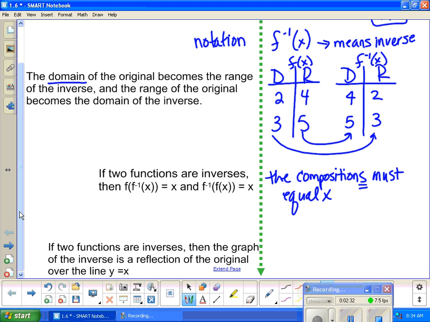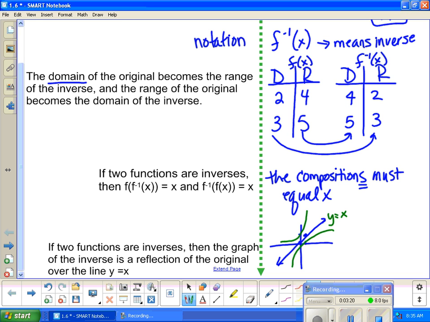Now, if you're given a graph, you can determine if the functions are inverses. They have to reflect over the line y equal x. There's y equal x. So here's 1, 1, okay, 2, 2, etc. So if I have this function, and it has to reflect over y equal x, it's going to have a mirror image on the other side. That's how we know from a graph that they're inverses.